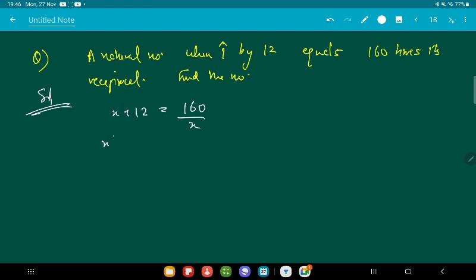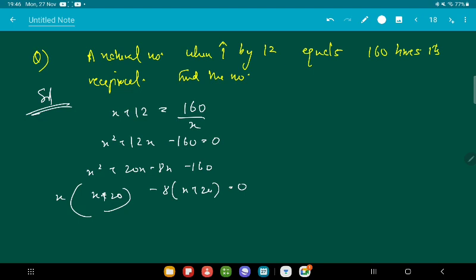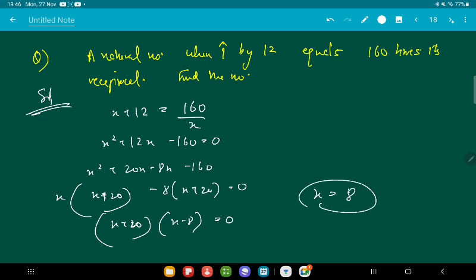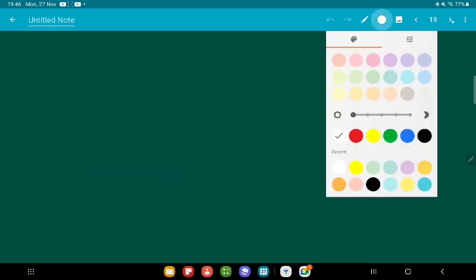On multiplying by x, what will we get? We will get this kind of equation: x square plus 20x minus 8x minus 160. x plus 20 it is. So your factors will be (x plus 20)(x minus 8) is equal to 0. So the possible natural number would be x is equal to 8. This is how our questions look like in quadratic equations.